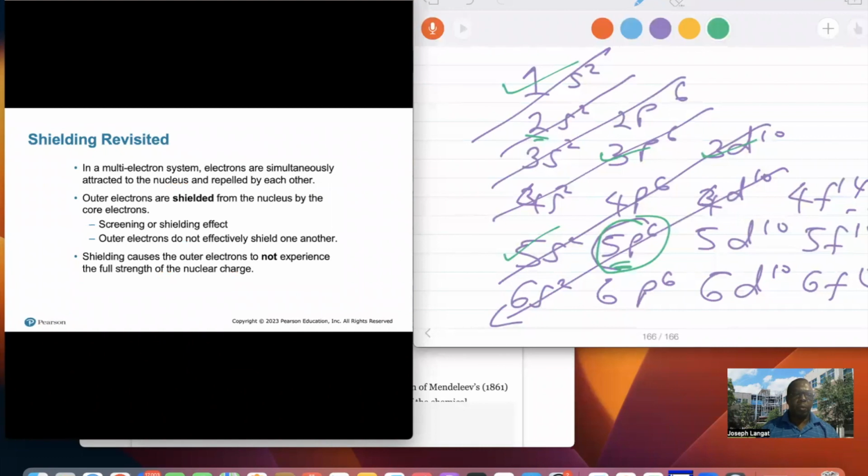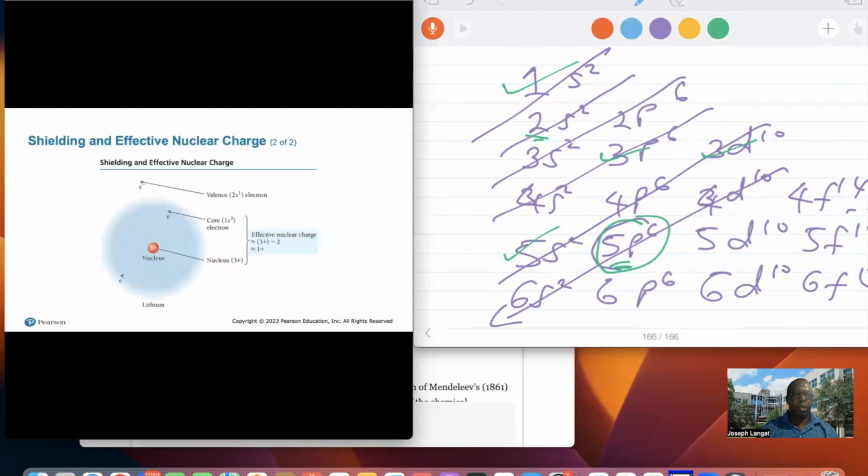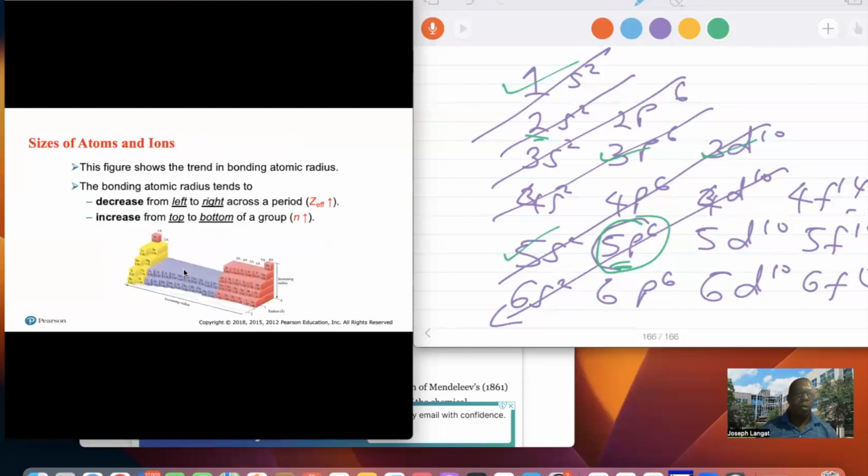Shielding revisited. We talked about the shielding before, so I don't want to get into details on how the outermost electron in an atom is shielded by the core electrons. Remember how we calculate the effective nuclear charge for lithium with 3 electrons: total number of protons minus the core electrons, positive 1. This experiences the least because of the shielding by the core electrons.